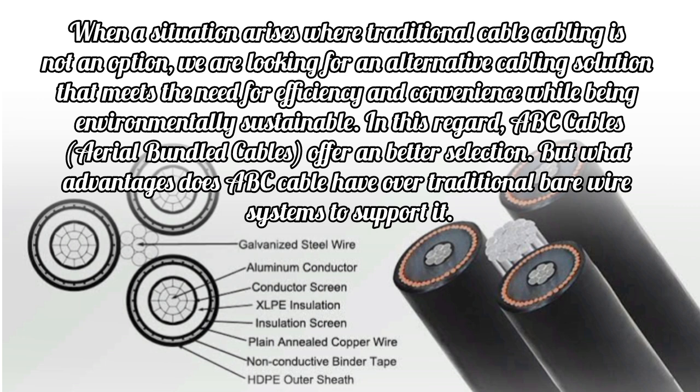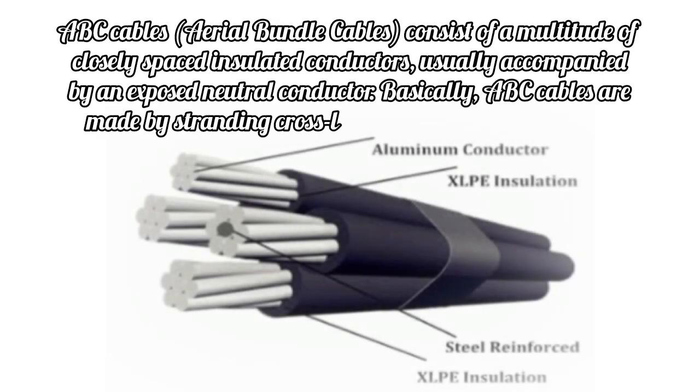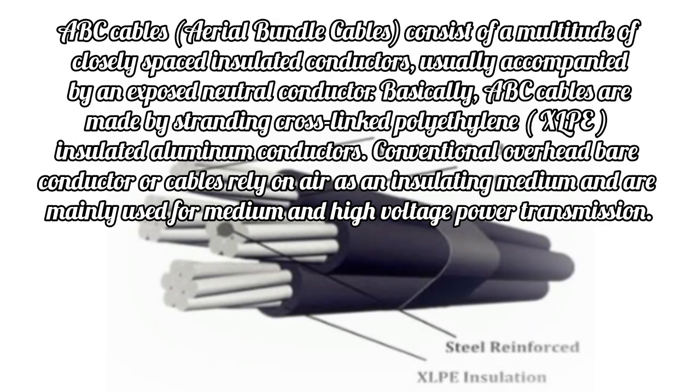But what advantages does ABC cable have over traditional bare wire systems? What does ABC cable mean? ABC cables, aerial bundle cables, consist of a multitude of closely spaced insulated conductors, usually accompanied by an exposed neutral conductor. Basically, ABC cables are made by stranding cross-linked polyethylene, XLPE, insulated aluminum conductors.